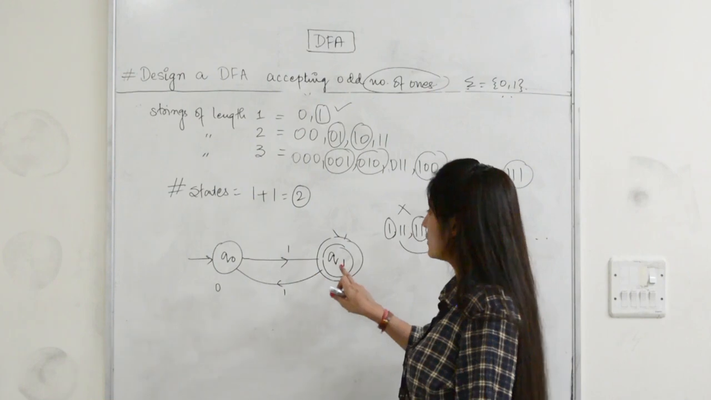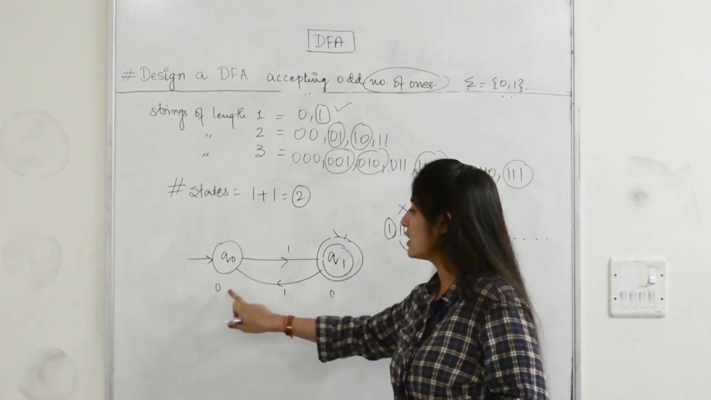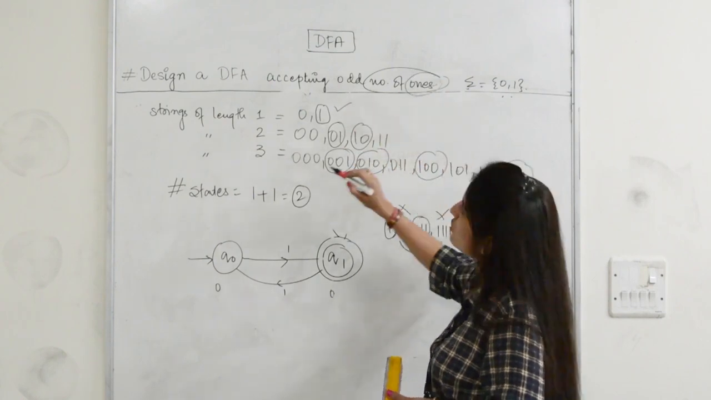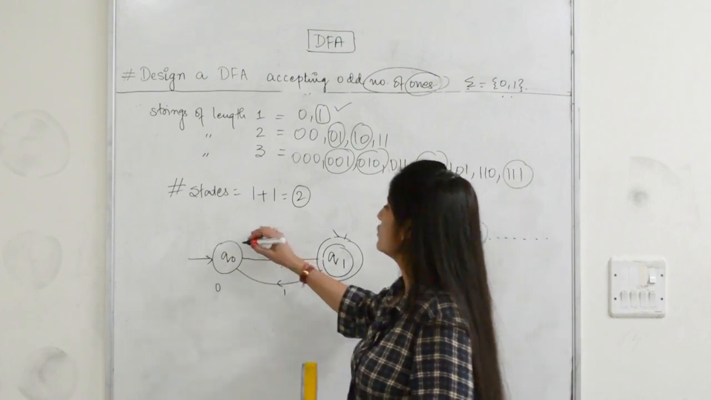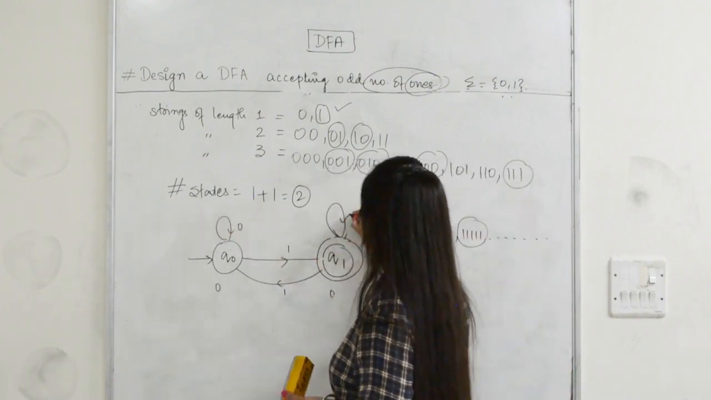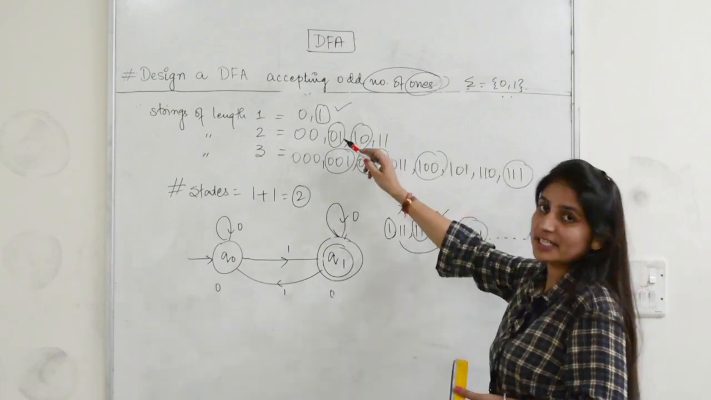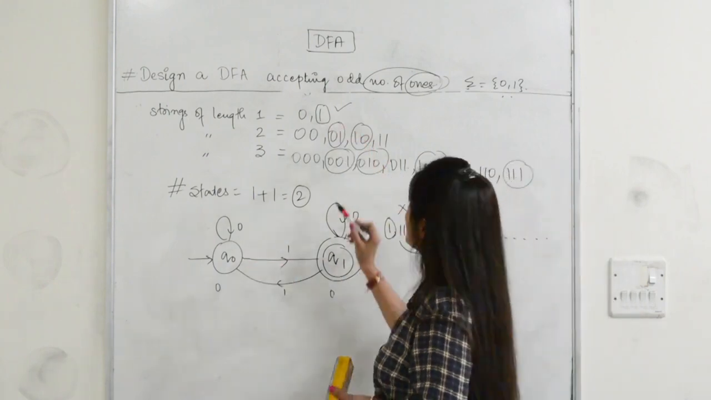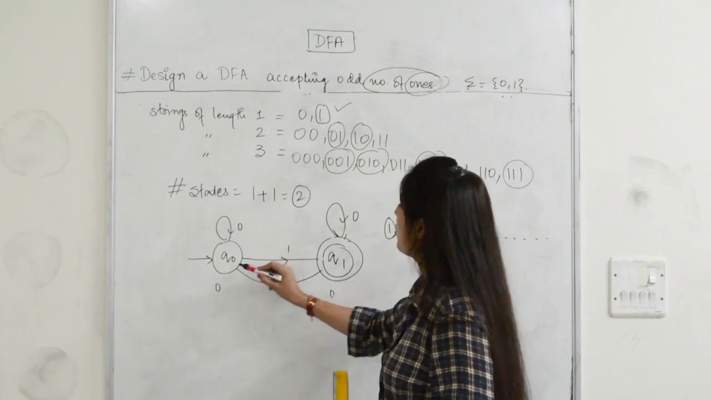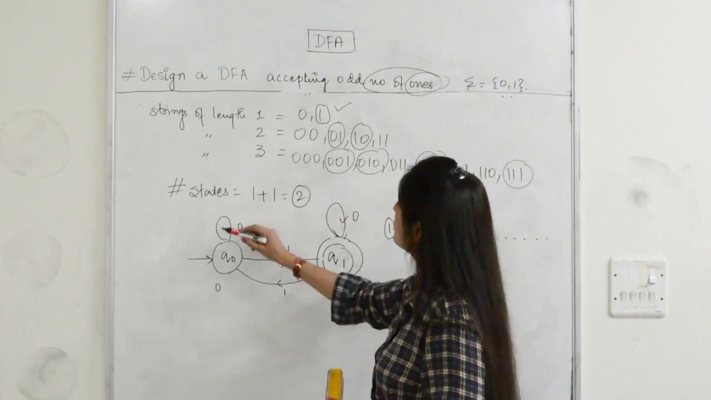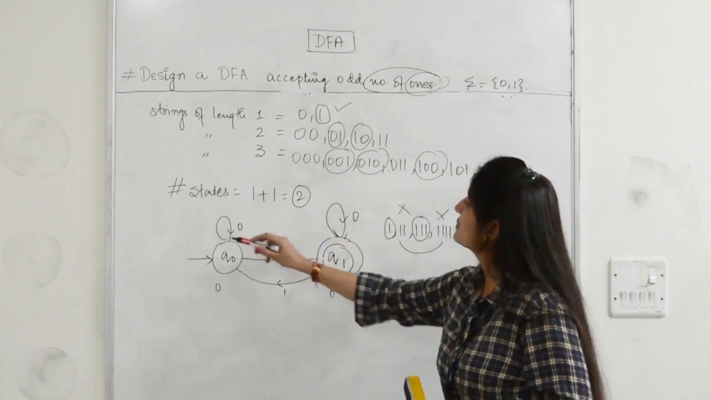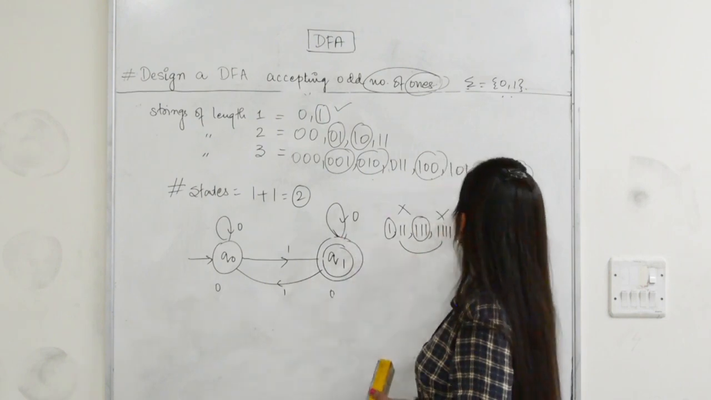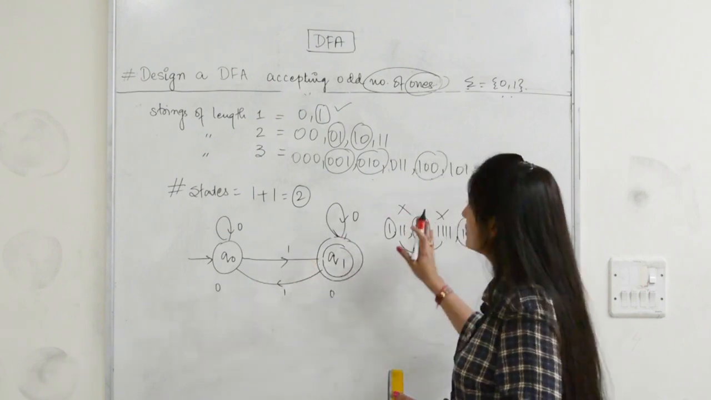Now for this state as well as for this state, I am left with the input alphabet 0. The question focuses on odd number of ones, so we don't have to focus upon zeros. We will simply put a self loop of 0 and see whether it is correct or not. Now those strings which we have selected according to our question, we will verify whether they are accepted. So 1 is accepted, 0 1 is accepted, 1 0 is also accepted, 0 0 1 accepted, 0 1 0 accepted, 1 0 0 accepted and 111 also accepted. So all the strings are accepted.